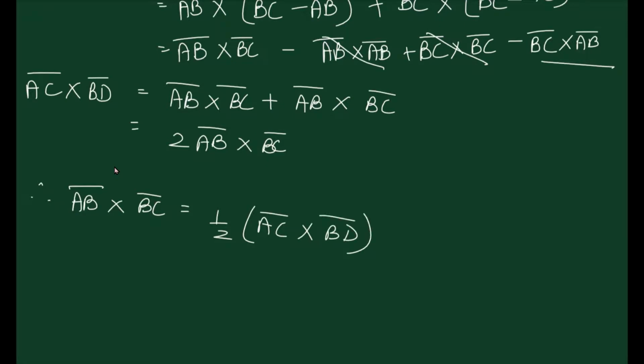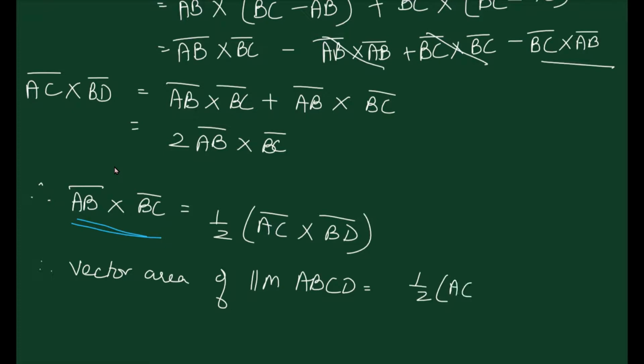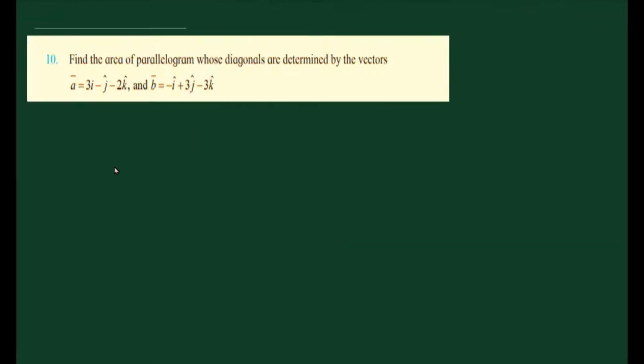Okay, now this AB cross BC which is there is nothing but the vector area of parallelogram ABCD. So therefore we have the result, that is, the vector area of parallelogram ABCD is given as half AC cross BD. So thus you complete the sum. Study it properly and see if you are understanding it.